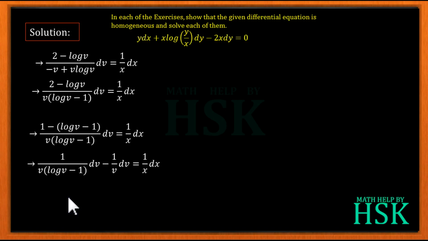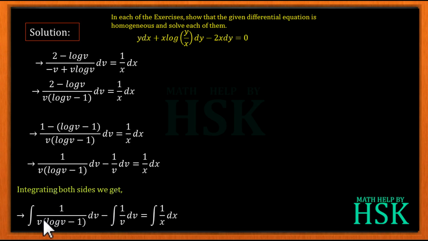Next I'm going to integrate both sides to obtain the integration of this value minus integration of 1 upon v dv is equal to integration of 1 upon x dx. Now I can integrate 1 upon v dv, I can solve 1 upon x dx, but this one can only be solved by the substitution method. So I'm going to take this integral separately and perform the substitution method to solve it.